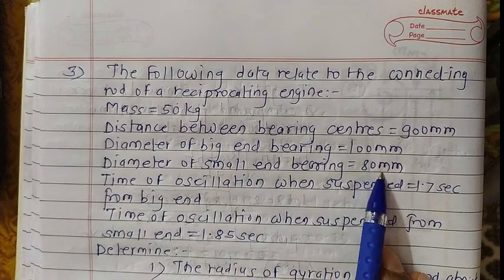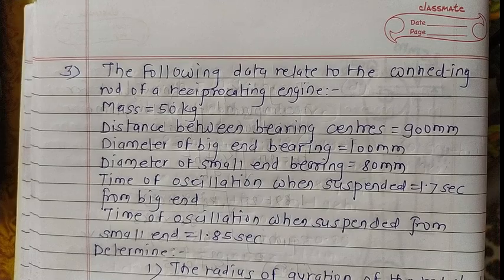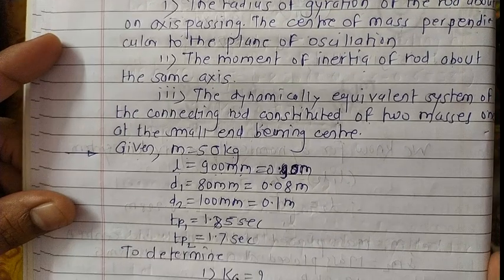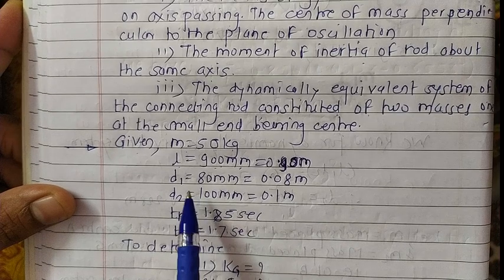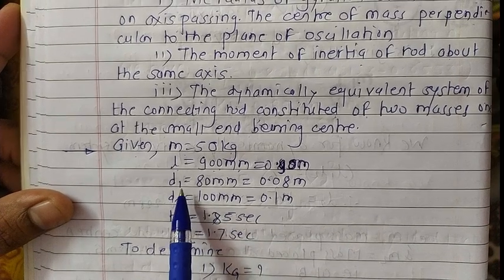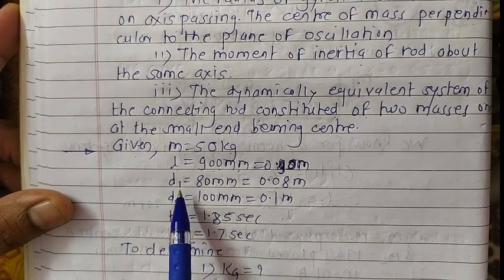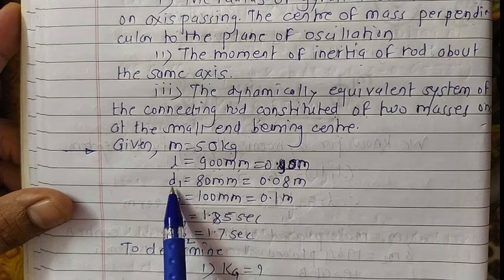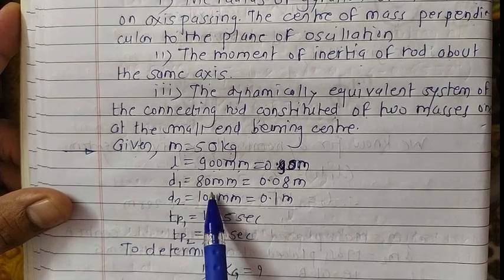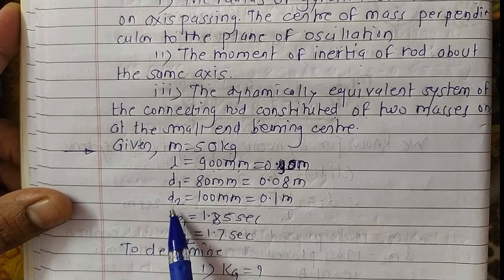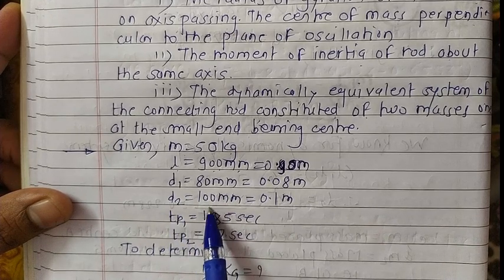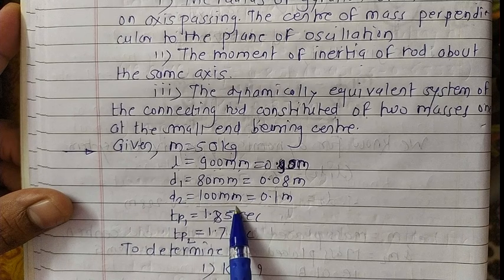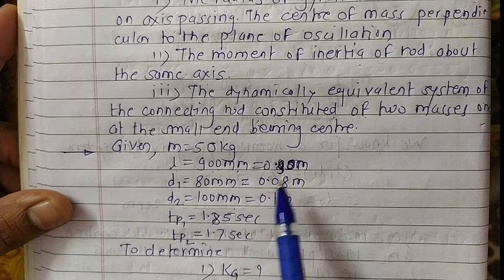Given means, in case of the small end, we're just using the notation suffix 1. So diameter d1 is 80 mm. Then the diameter for the big end is 100 mm. This also converts into meters: 0.1 meter we can get.